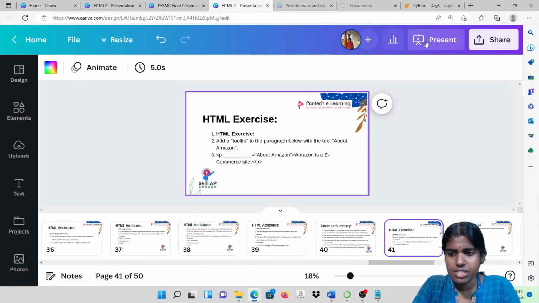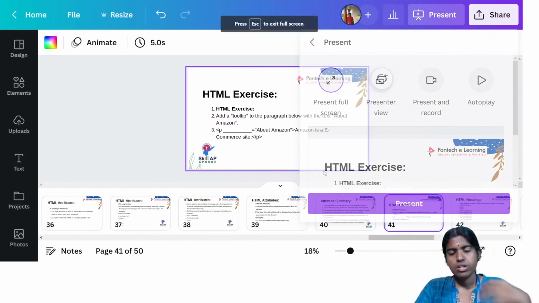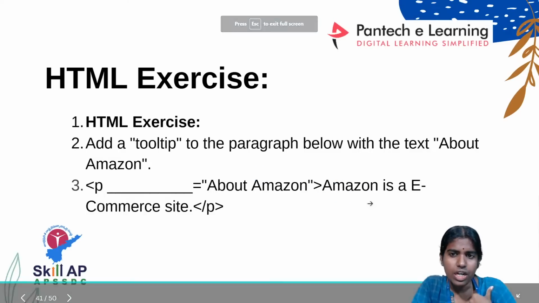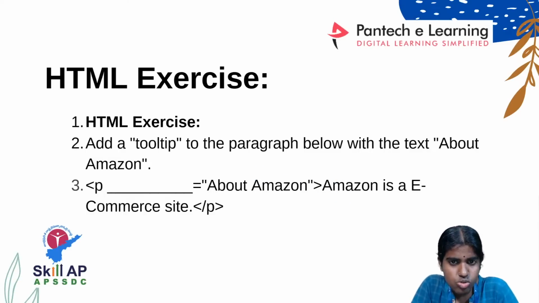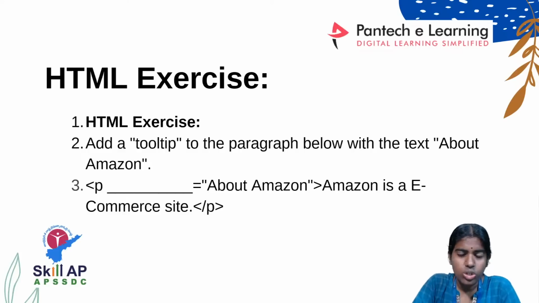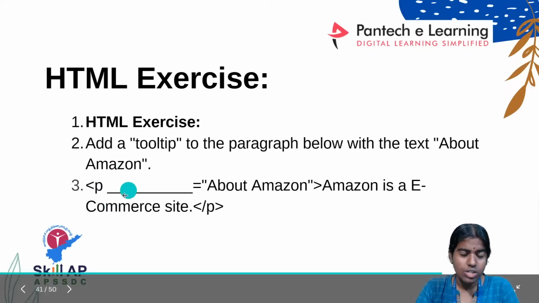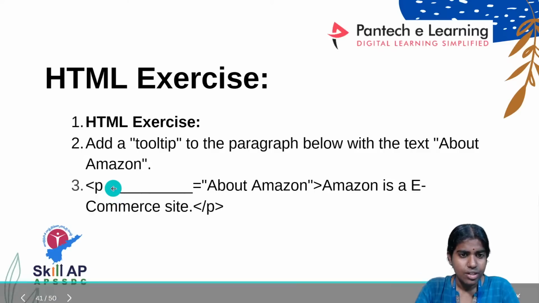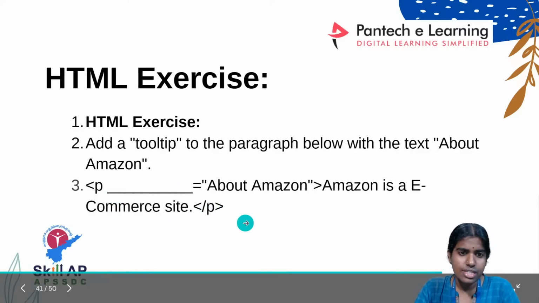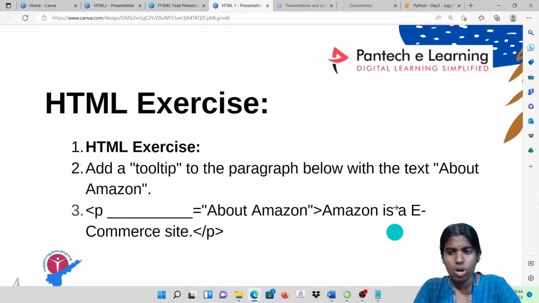So you can take down this exercise. Add a tooltip to the paragraph below with the text. Whatever text I have mentioned here, you can take down this exercise. Add a tooltip to the paragraph below with the text. I have mentioned here 'About Amazon'. So I am having this paragraph tag. Inside these angular brackets, I am having the starting paragraph tag. You can take this as an exercise. Within this, I am having this coding: Amazon is an e-commerce website.